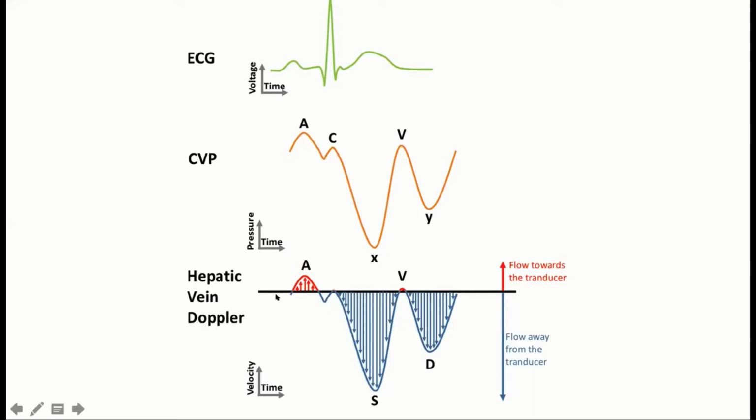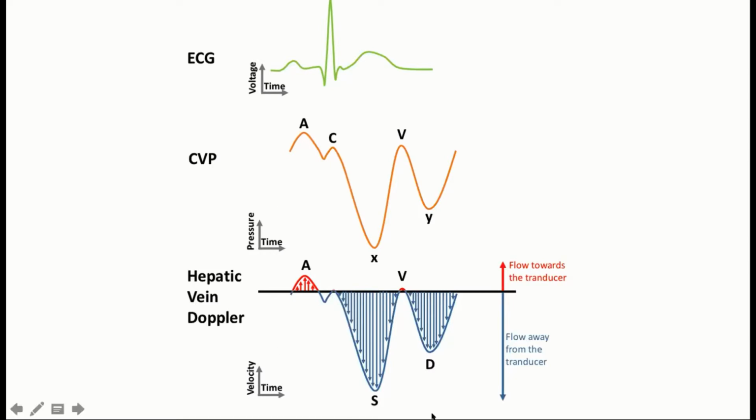If you analyze the hepatic vein using Doppler, you will realize that its waveform is formed by two retrograde waves, the A and the V wave, and two antegrade waves, the S or systolic wave, and the D or diastolic wave. Now, retrograde wave represents flow that is going from the heart to the liver, so actually backwards flow. And antegrade flow represents flow that's going from the liver to the heart, so normal venous return.